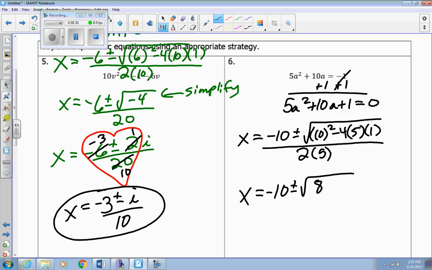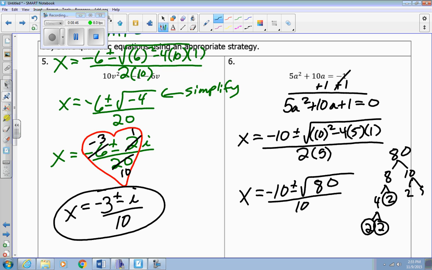2 times 5 is 10. Now I have to simplify the square root of 80. So we're breaking it down with the trees to simplify. Choose prime, choose prime, 2 and 5. So we have a couple of pairs here. We have a pair of 2s and another pair of 2s.